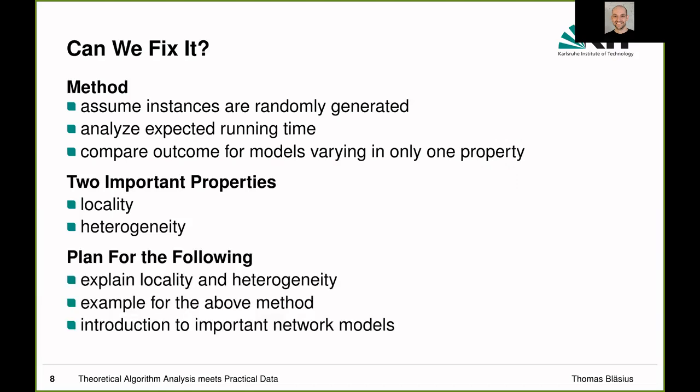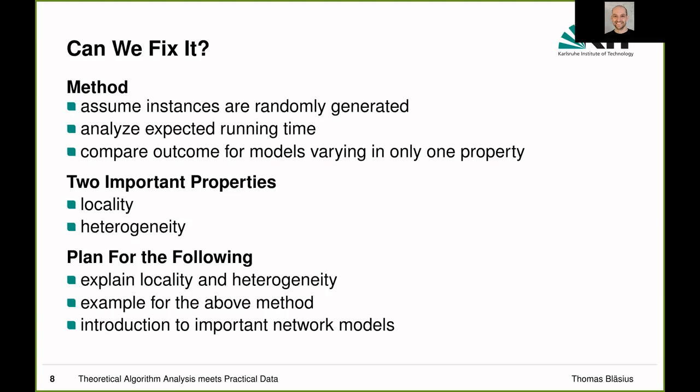And for the rest of the talk, I first want to explain to you what I mean when I say locality and heterogeneity. Afterwards, I give you an example of this method, namely for the bidirectional search I already mentioned earlier. After that, I hopefully motivated you that these random network models I'm looking at are interesting, and then I will give you an introduction. This is then the more tutorial-like part of the talk, where I give you an introduction of how these models work and why they are interesting to look at, and why I specifically chose these models.